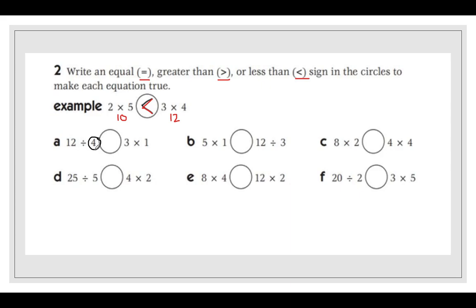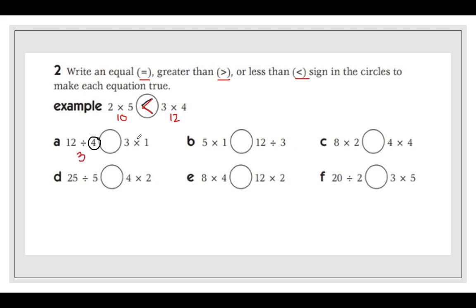Right under 12 divided by 4, I'm going to put my answer. So I'm going to count by 4s first. If you look at the 12 and the 4, the 4 is the smallest number. So I circled that because in division, we always are going to count by the smallest number. So we're going to count by 4s until we get to 12. 4, 8, 12. So 12 divided by 4 is 3.